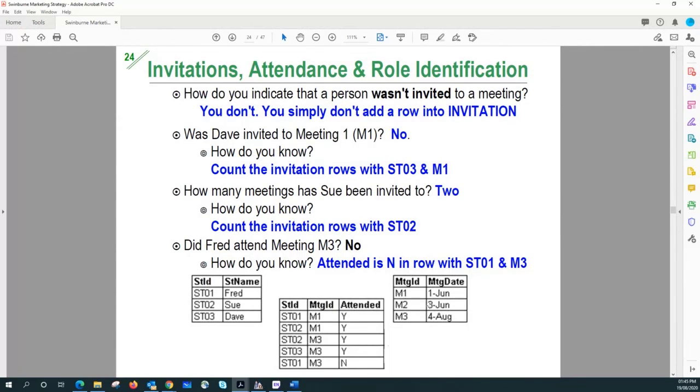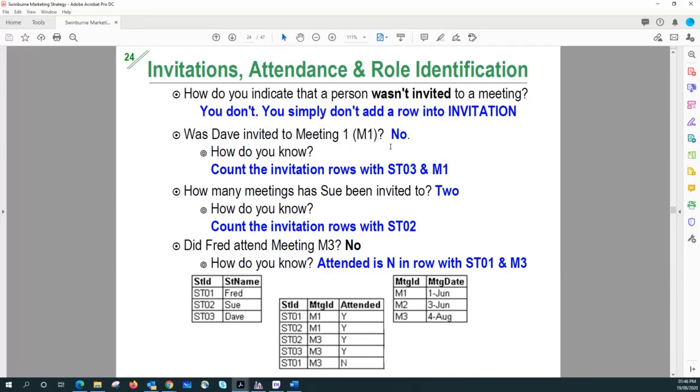Now let's say they have given some test data. For example, they have 3 employees, Fred, Sue, and Dave, and there are 3 meeting dates, or meetings, that they are going to hold: 1st of June, 3rd of June, and 4th of August. And then this is the attendance entity, which indicates who has attended and who has not attended, right?